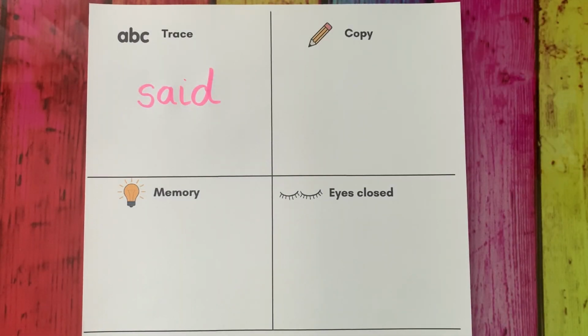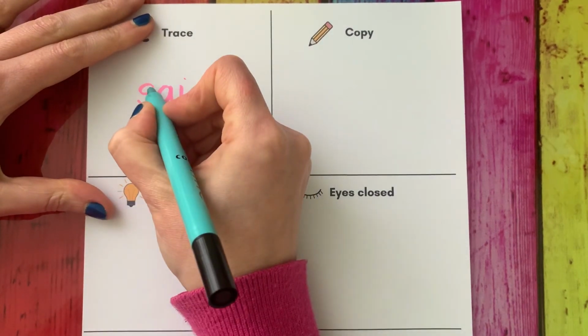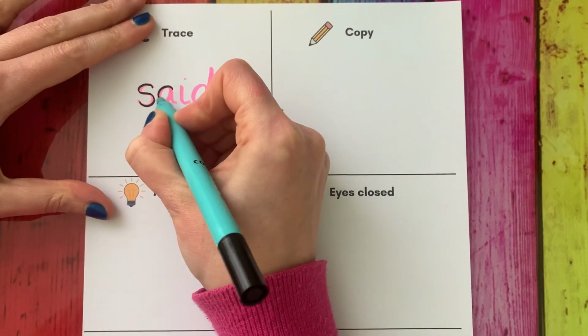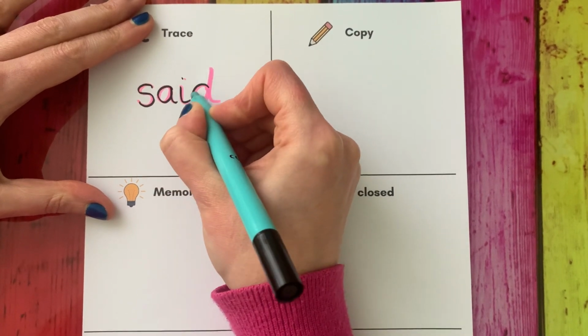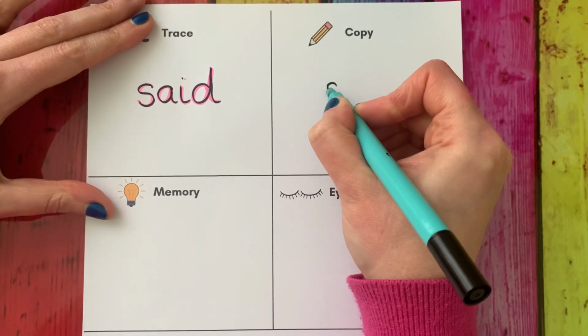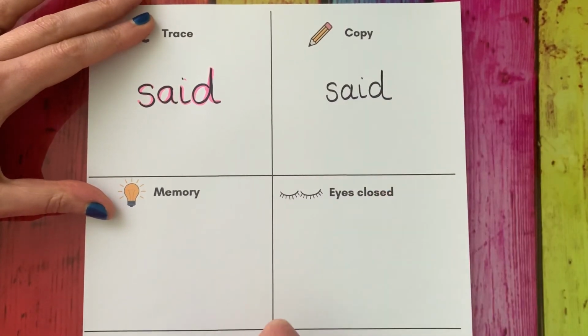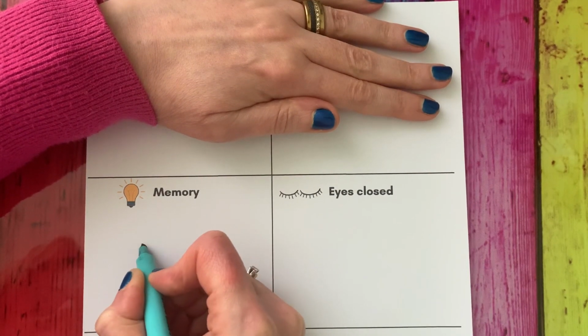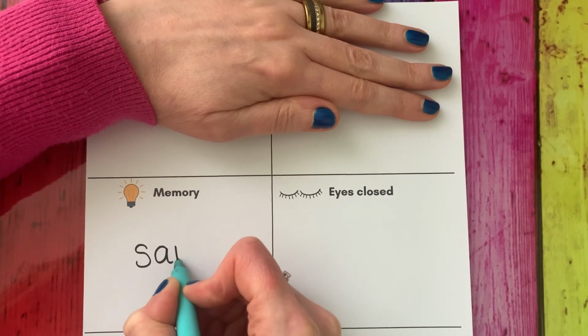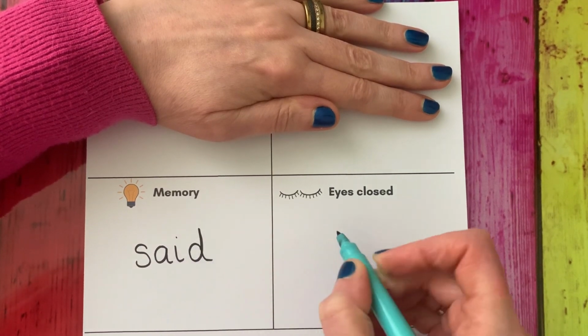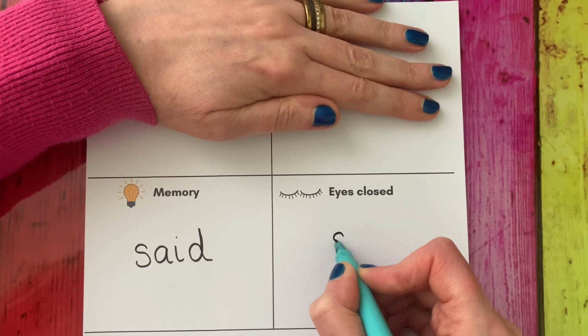We're going to learn how to write the word said. So grown-ups, if you're watching, if you have your children there, they can follow along and work through this video as you watch it. So first of all, we trace it. Then we copy it. Cover it up, no peeking. Finally, close your eyes and have a go at writing it from memory.